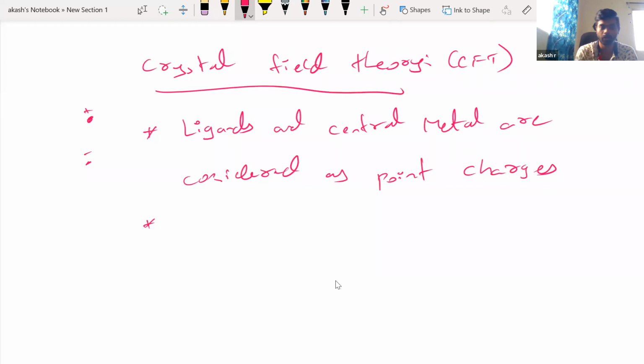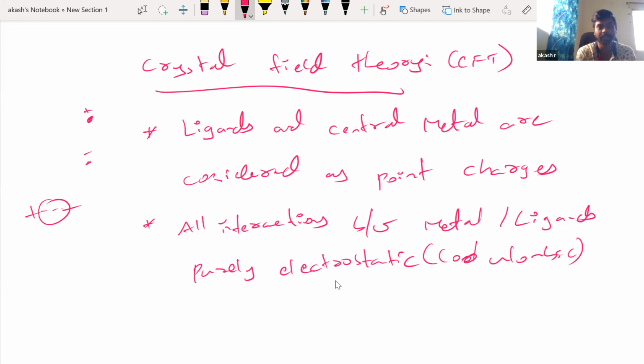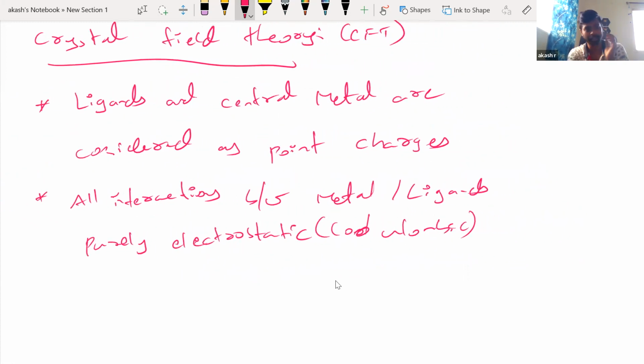Now the next thing it considers is that all interactions between your central metal and the ligands are purely electrostatic. What do you mean by electrostatic force, right? The Coulombic force. I can even write purely Coulombic. It means I know positive and negative will have a strong force of attraction. The ligand and the central metal atoms are going to have only these kinds of strong electrostatic forces of attraction. It is purely electrostatic. These are all the assumptions you first have to understand, which have been assumed in crystal field theory.